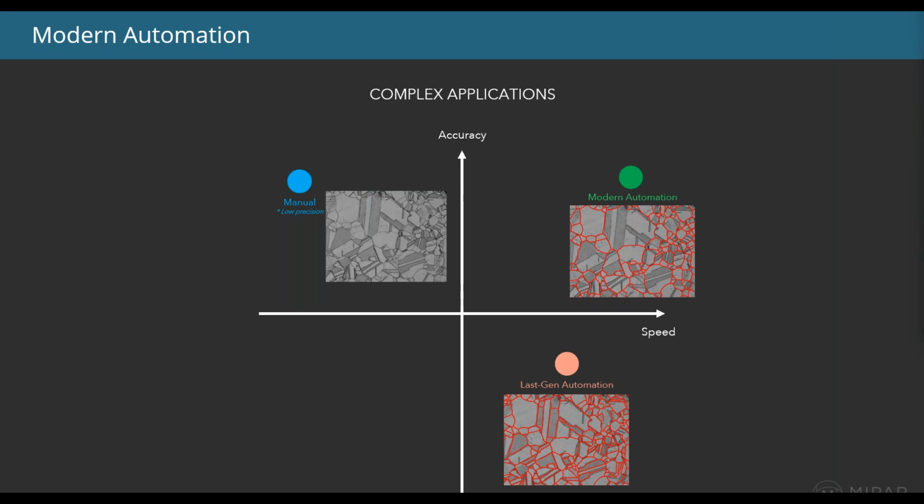So this is where modern automation can really make an impact, capturing the best of both worlds, so to speak, when it comes to speed and accuracy, allowing for these real-world applications to be acceptably automated and thus adopted.